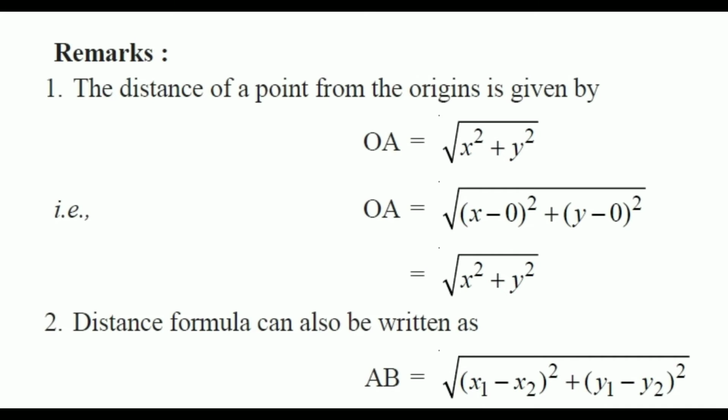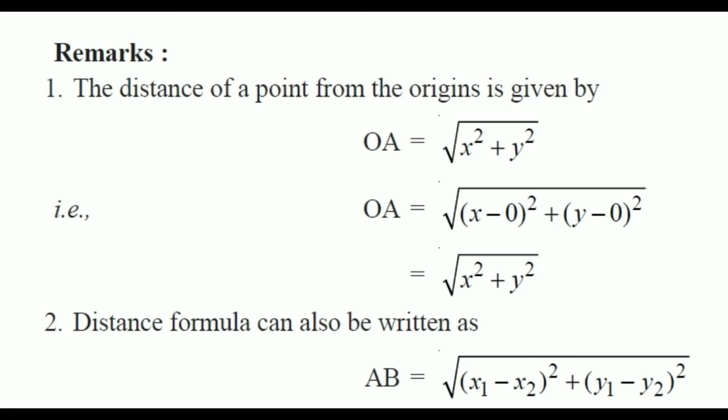In this formula, when one point is the origin whose coordinates are (0, 0), then the distance formula reduces to distance OA is equal to the square root of x square plus y square, because the second coordinates are (0, 0). So, the distance of a point from the origin is the square root of x square plus y square.